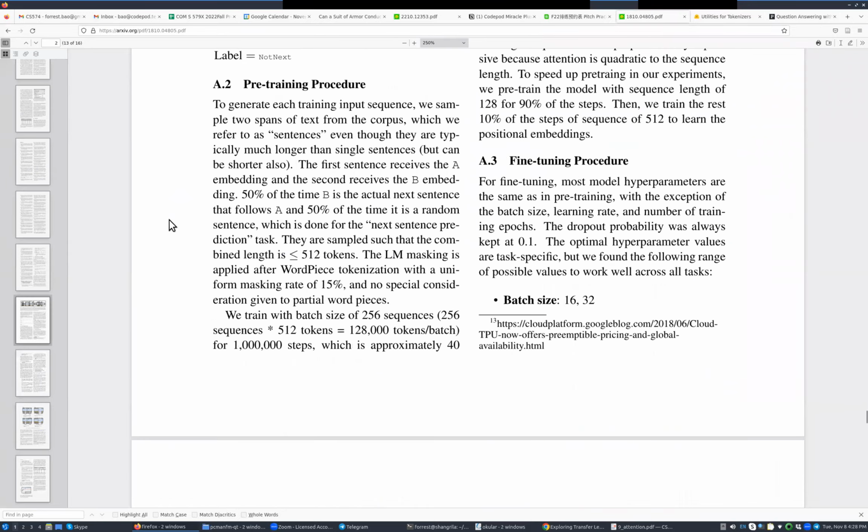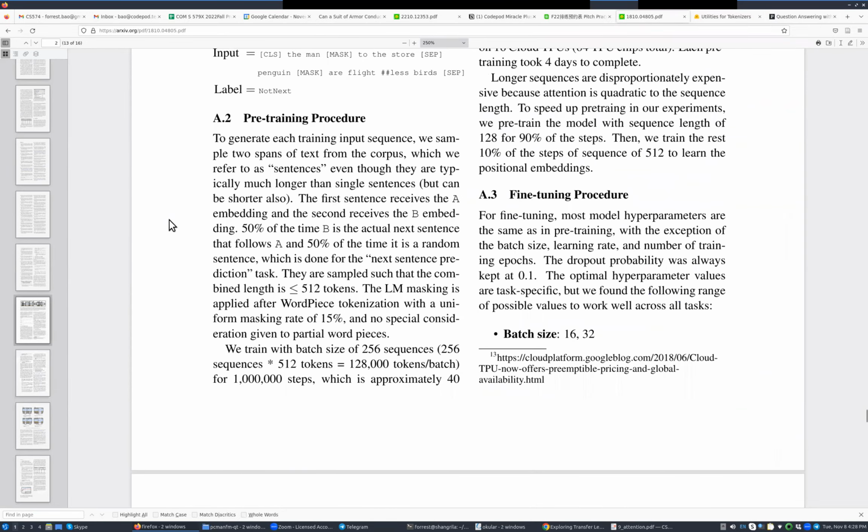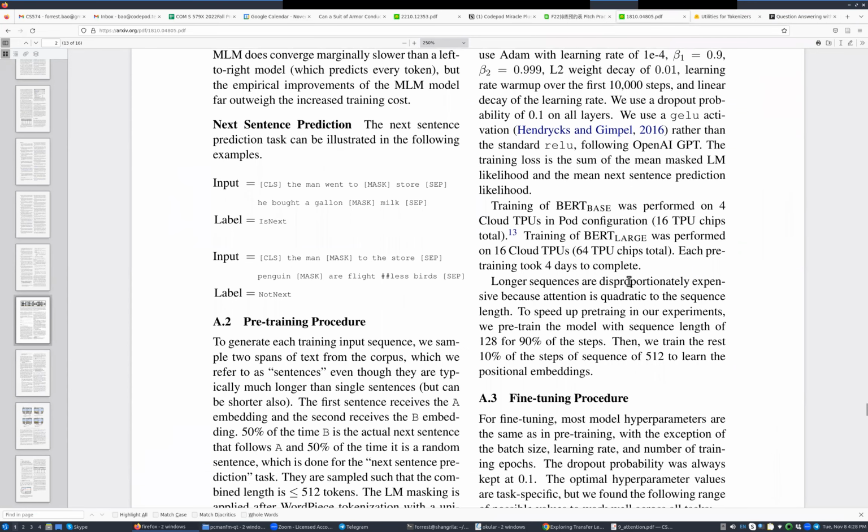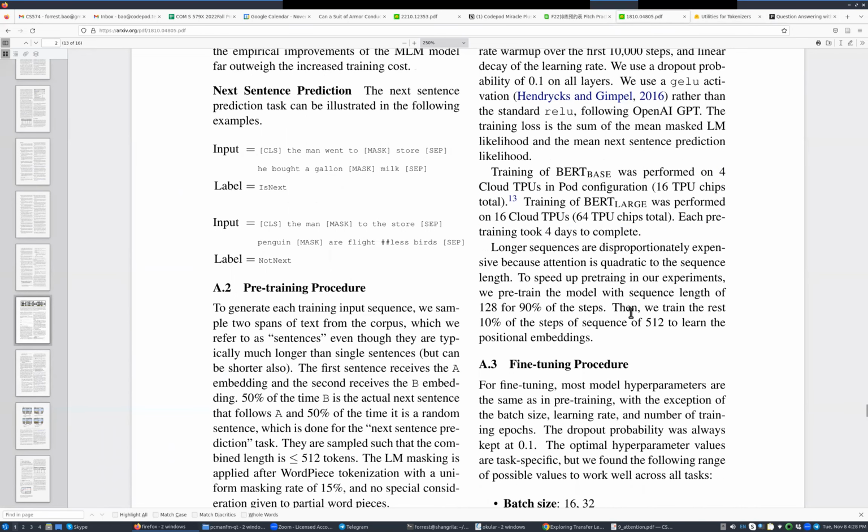I think they mentioned it in this paper. Yes, here we go. See, for example, if you want to train BERT base, they used 4 cloud TPUs, okay, and it took 4 days to complete, while the fine-tuning is much faster.